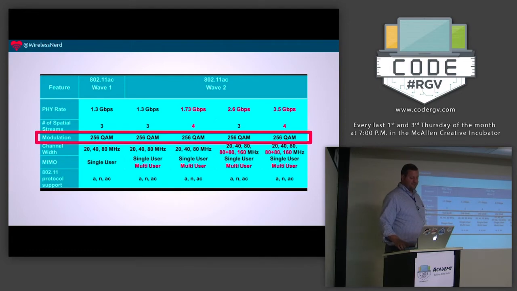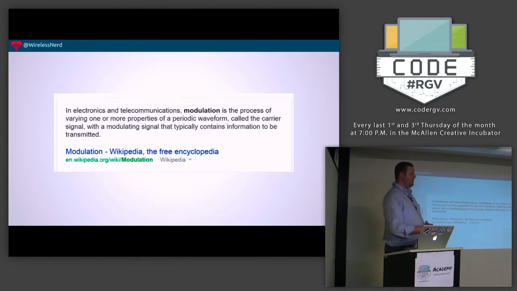It's pretty cool. So one of the things that you see in here that I haven't talked about yet: we talked about data rates, spatial streams, channel width, MIMO and MU-MIMO, and 802.11a, n, and ac. We didn't talk about this thing in the middle. I'm going to go real quick through it for the people that care because it's weird. So QAM and modulation. We're going to talk about modulation. I copy-pasted the Wikipedia definition on there.